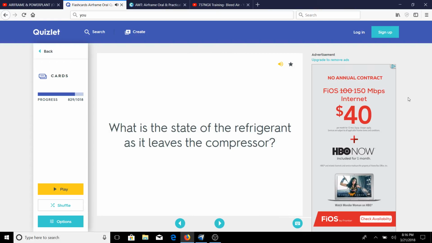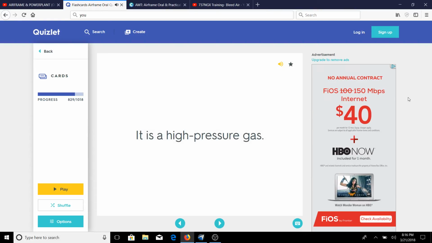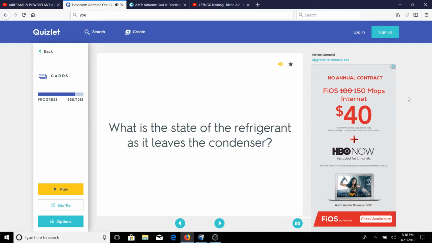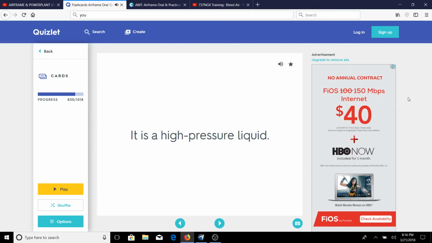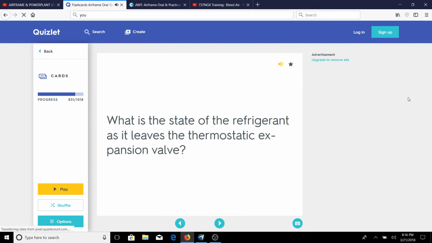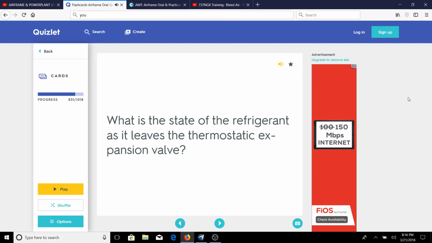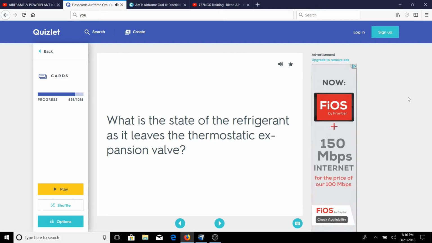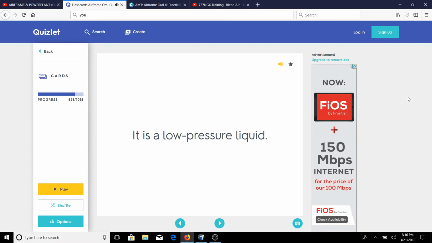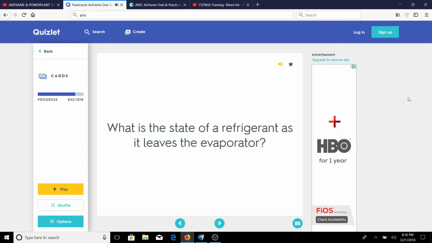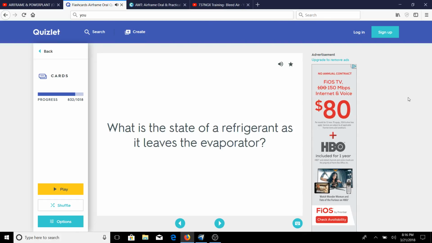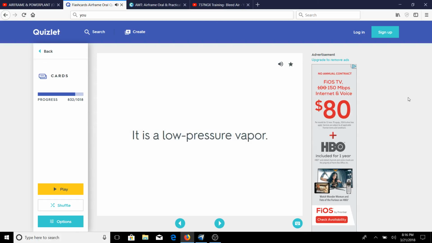What is the state of the refrigerant as it leaves the compressor? It is a high-pressure gas. What is the state of the refrigerant as it leaves the condenser? It is a high-pressure liquid. What is the state of the refrigerant as it leaves the thermostatic expansion valve? It is a low-pressure liquid. What is the state of a refrigerant as it leaves the evaporator? It is a low-pressure vapor.